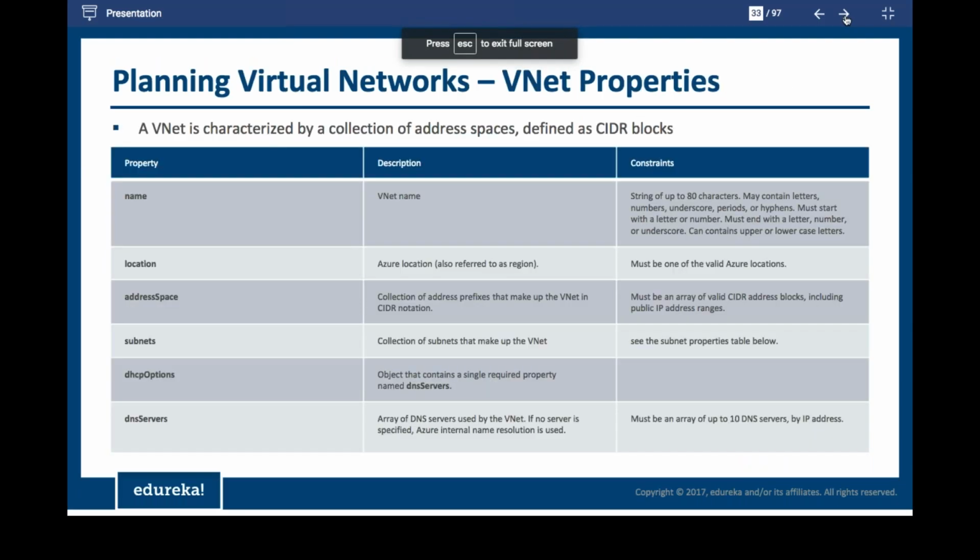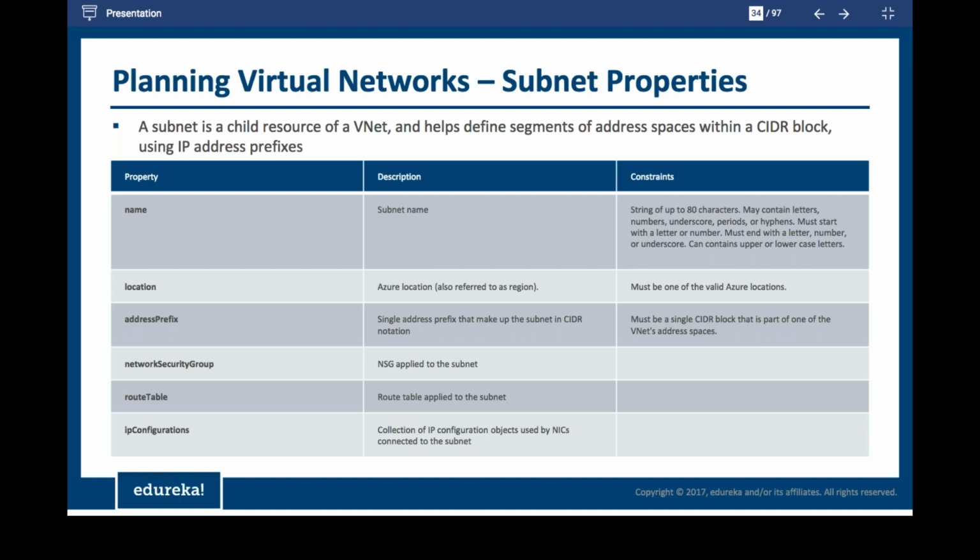Now, to deploy the virtual network, you need to understand all these things. Planning it, you need to come up with the name, the location, the address space, which is your CIDR notation, and the subnets that you're going to give within the address range, the DHCP options, which is a property that you have for the DNS servers, and the array of DNS servers that you're going to mention over here. So consider you're giving all these things and the route table.